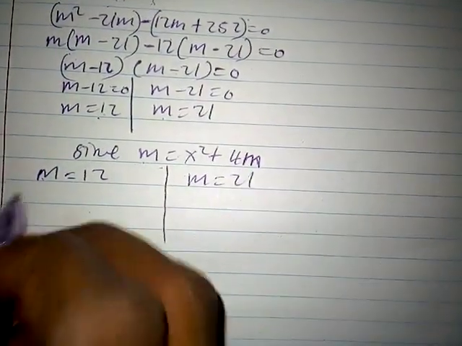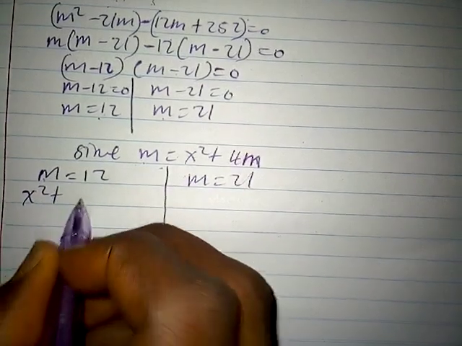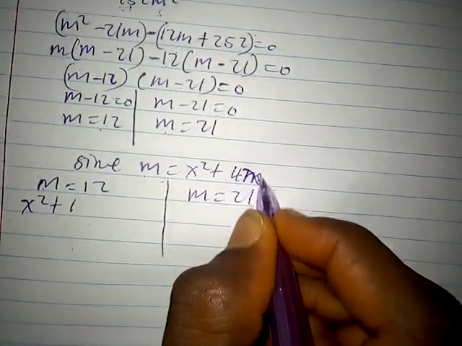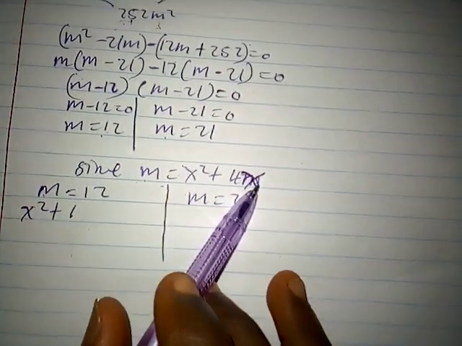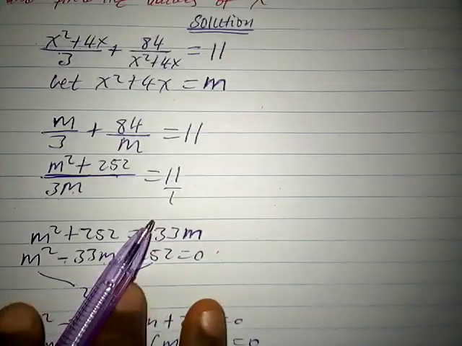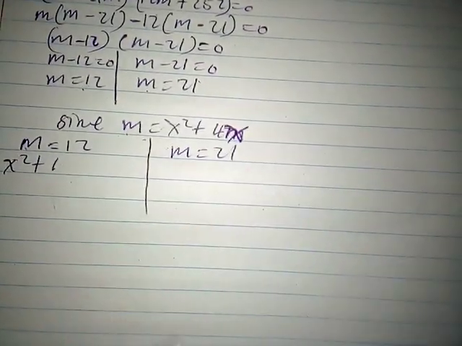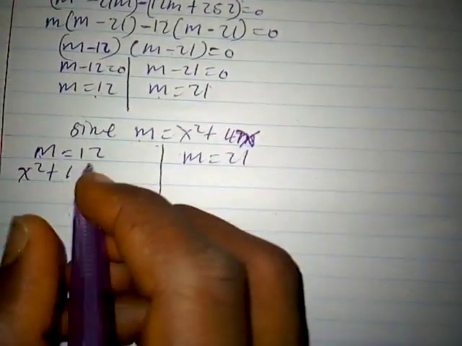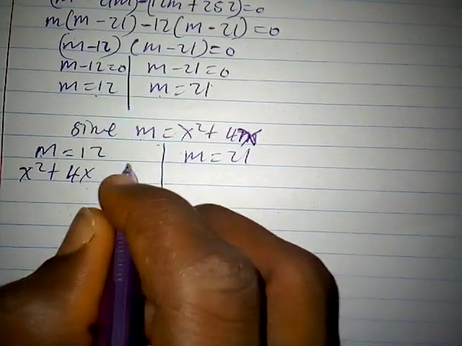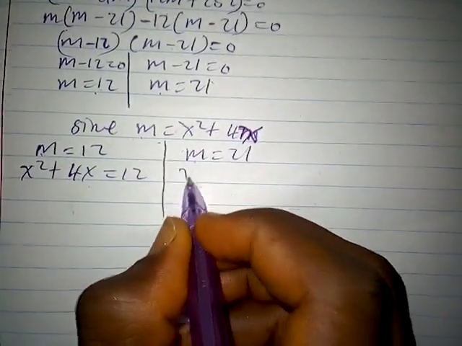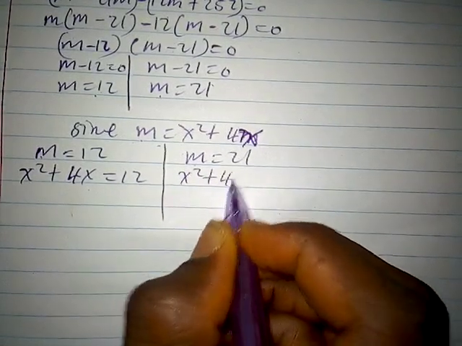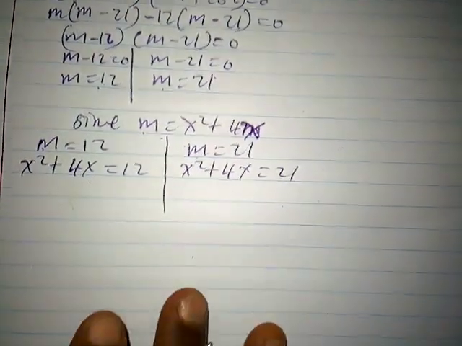We still continue. What is m? X squared plus, it's supposed to be 4x. Good. X squared plus 4x, right? If you watch here, x squared plus 4x. Good. This one is x squared plus 4x, plus 4x, right, is equals to 12. Here again, what is m? M is equals to x squared plus 4x equals to 21.